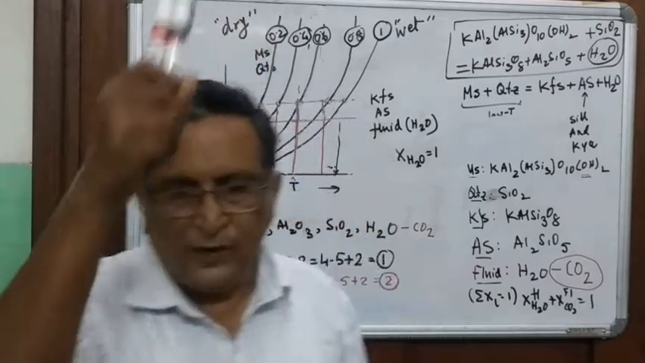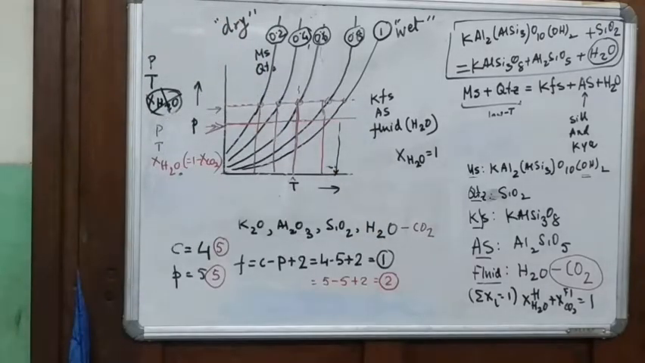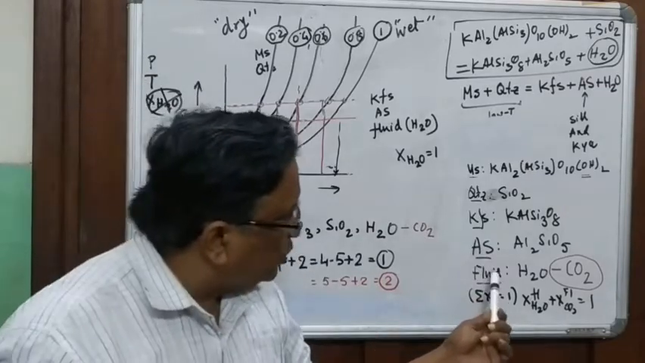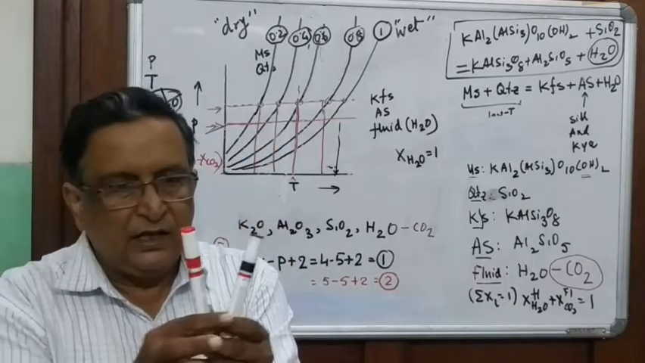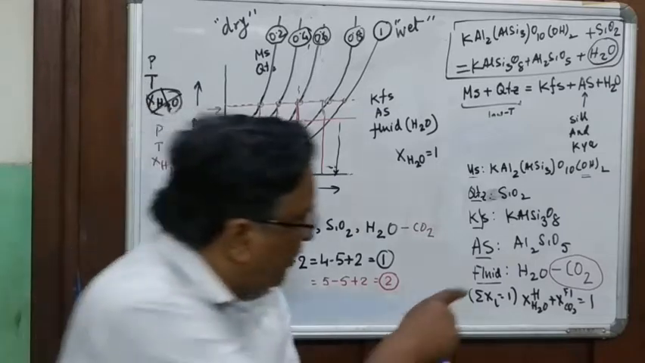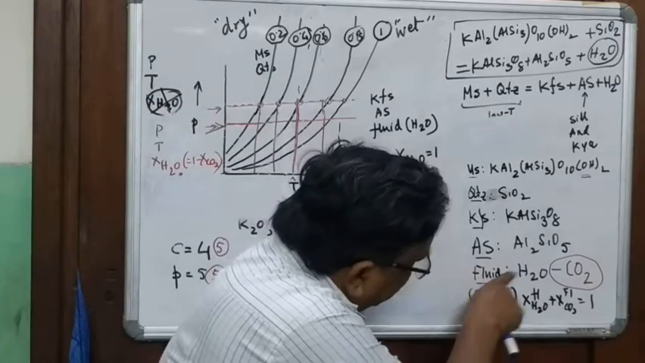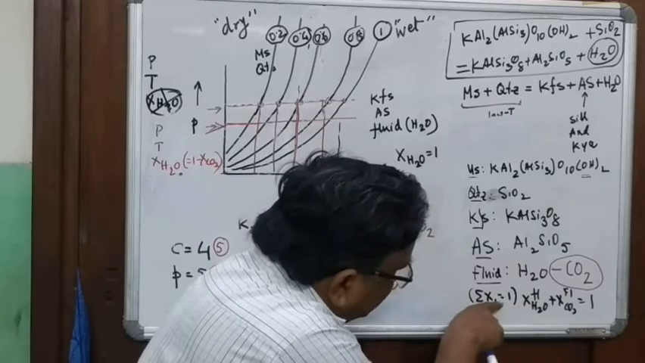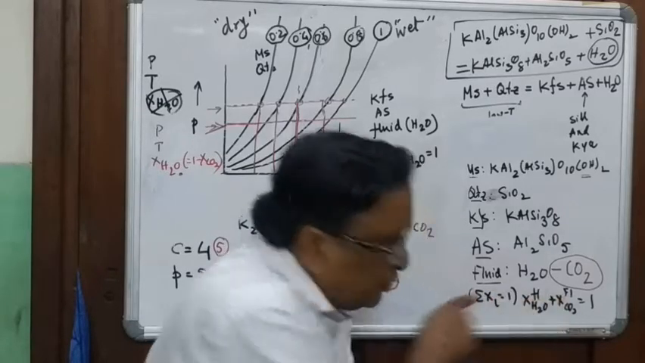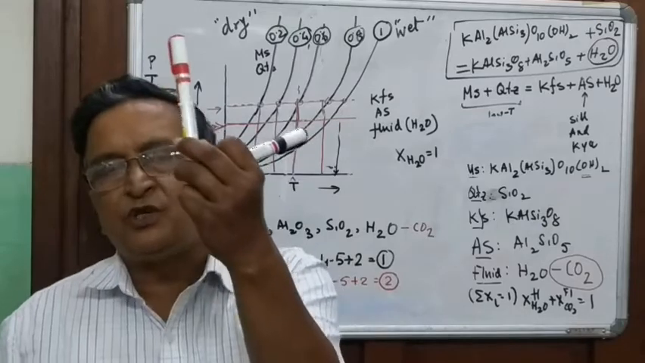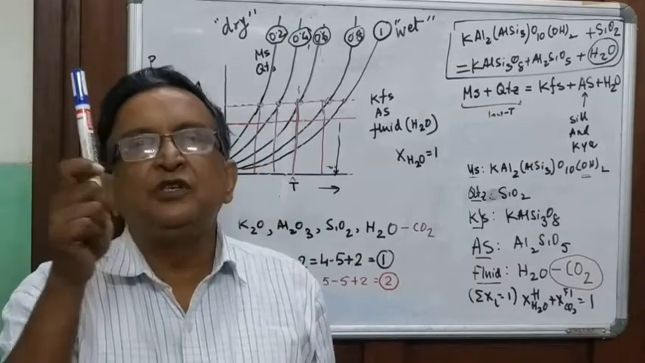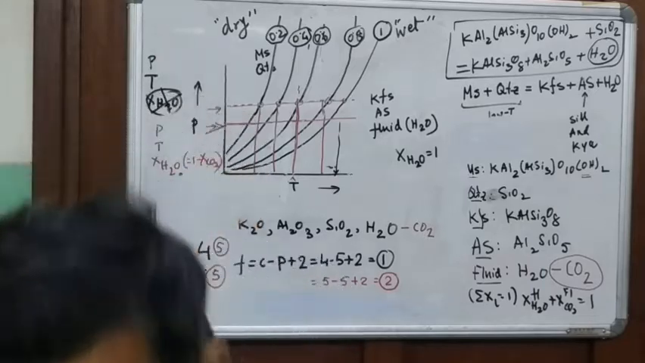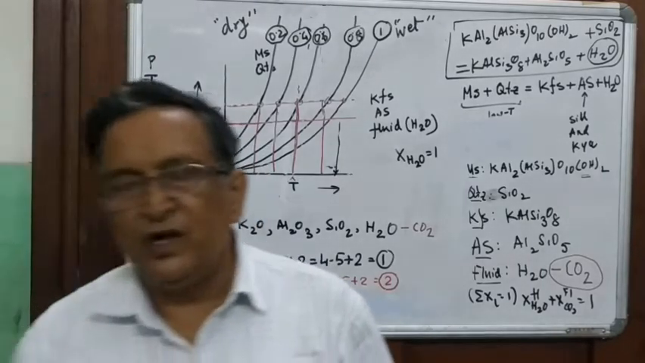Now, these were the two pens that I used. The black pen here was used where XH2O was pure. The red pen was used when the fluid was an H2O-CO2 mixture, sigma xi equal to 1, XH2O plus XCO2 equal to 1. That is when I use this red. And now I'm going to use this blue. Right? I'm going to use this blue. And you can ask me, why do you want to use the blue now?